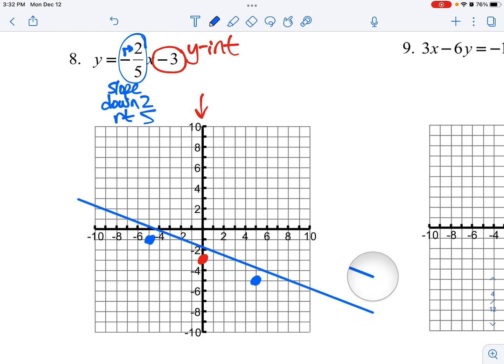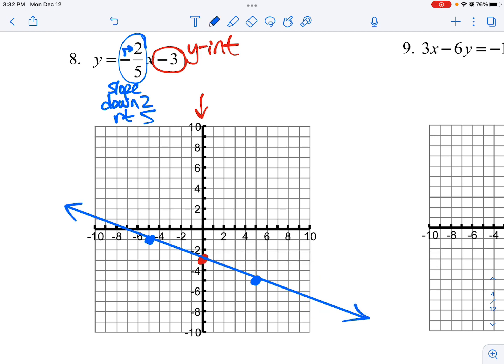Okay, it's kind of hard on the iPad to draw a nice, flat, perfectly beautiful line and get them all to match up, but there we go. That is our equation of our line.